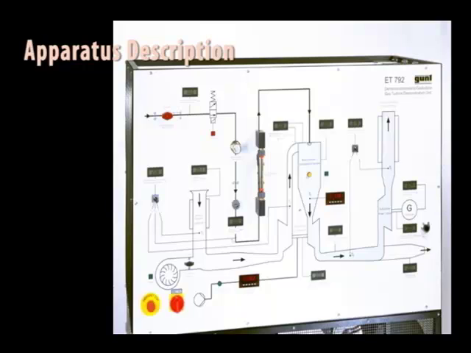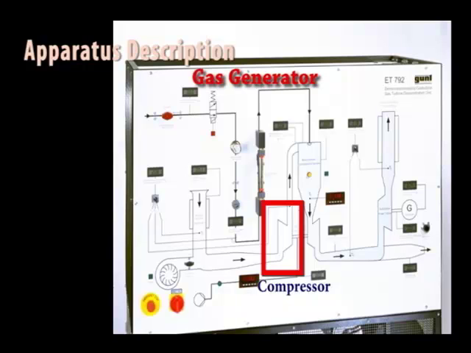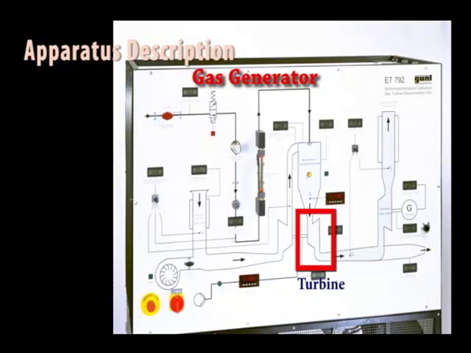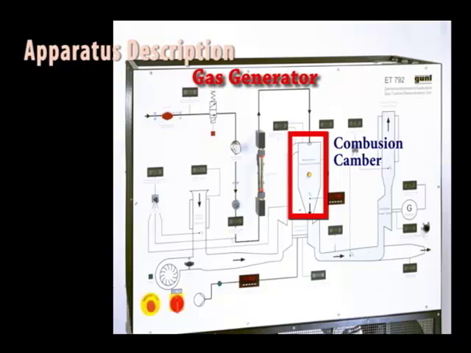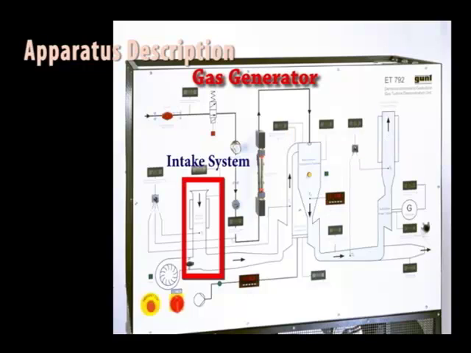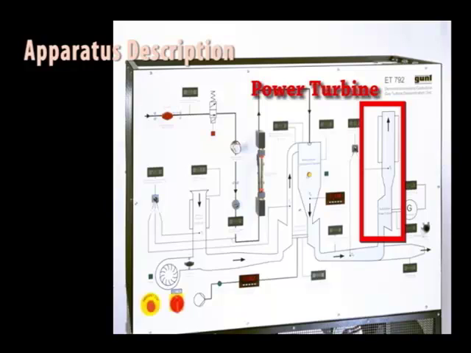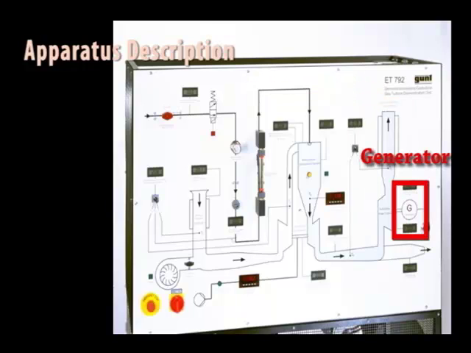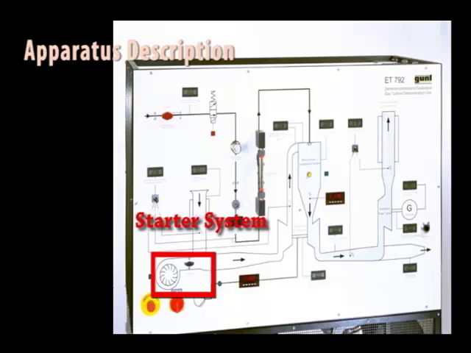This apparatus is a demonstration unit that contains a complete gas turbine system with the following subsystems: a gas generator consisting of a compressor, a turbine, a combustion chamber, and an intake system with a muffler. A power turbine with an exhaust muffler and a belt drive to the generator. A generator. A starter system with a starting fan and a changeover damper.